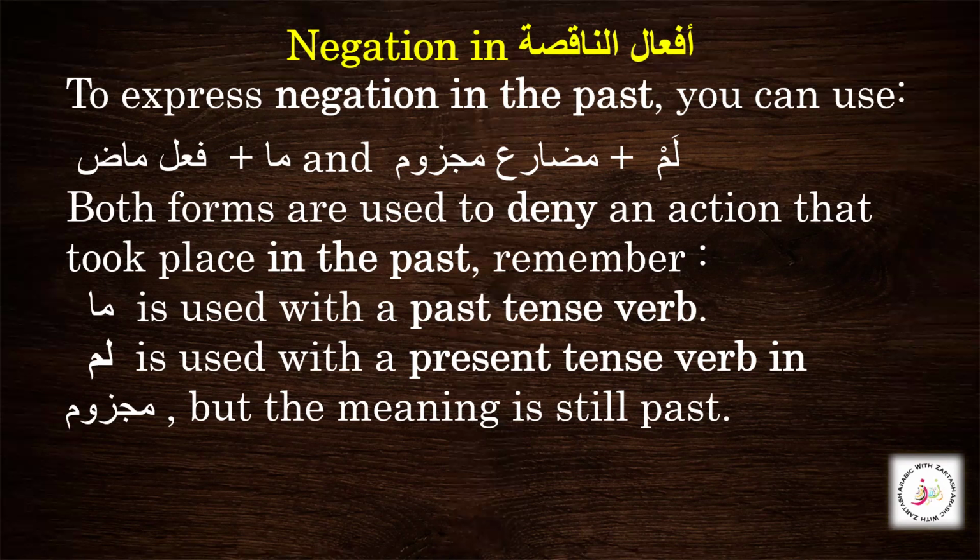So let's continue. We have two forms of negation when we see kana or yakunu in our sentences. One is ma plus fi'l madi and also lam plus mudare majzoom. So we have these two forms that are used to make negation in af'al naqisa. That is, we are learning about kana here. Ma is used with the past tense verb. And if you are using lam, it will be used with the present tense in the majzoom form, but the meaning still remains in the past.